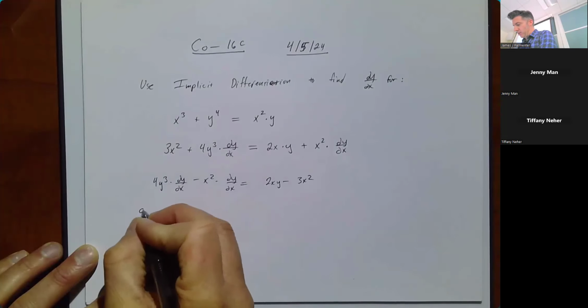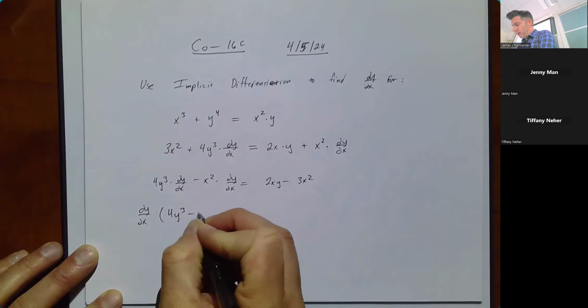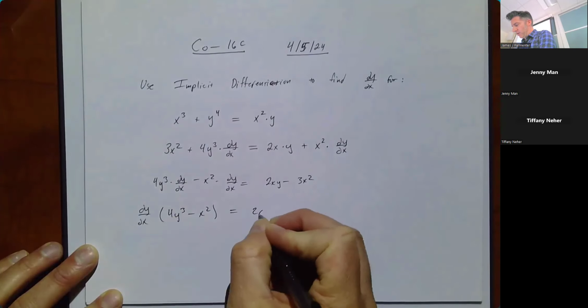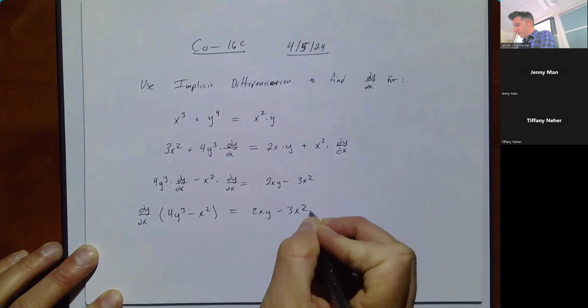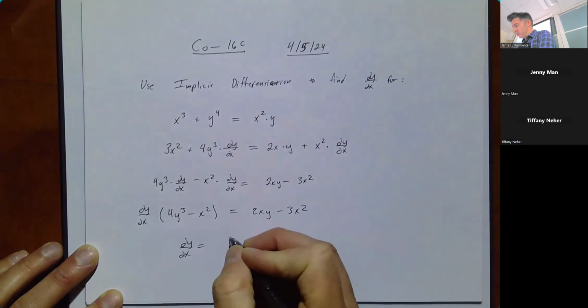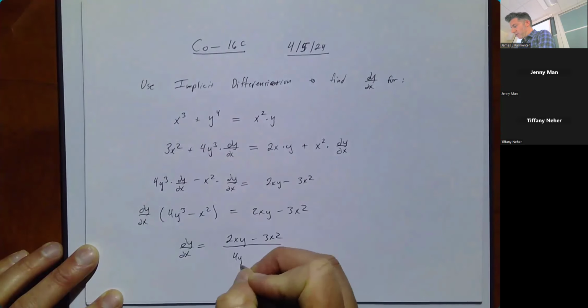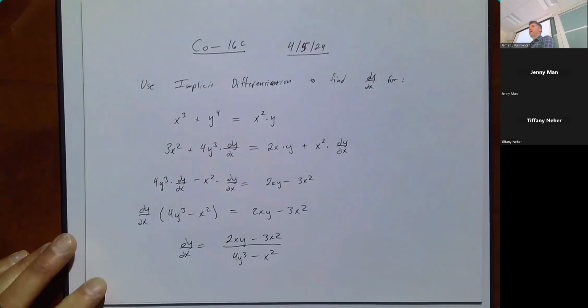And then factor out dy/dx from the left. So you have a dy/dx times 4y cubed minus x squared equal to the same thing on the right. And then finally divide by that to get dy/dx by itself. So you get dy/dx equal to 2xy minus 3x squared over 4y cubed minus x squared.